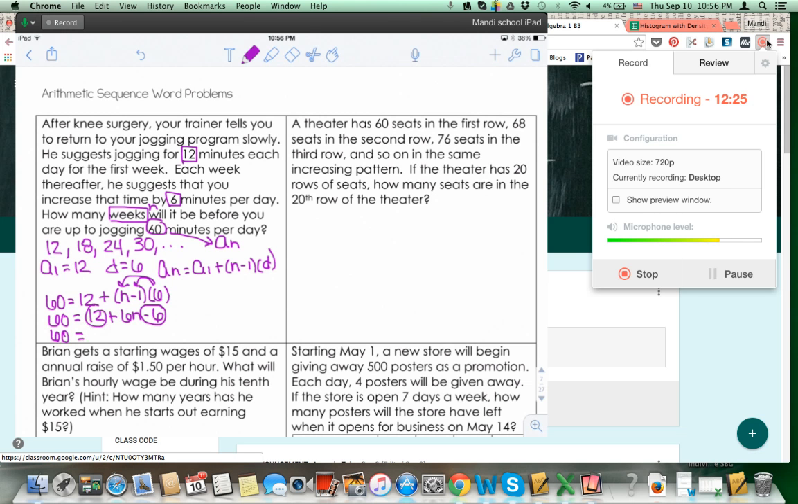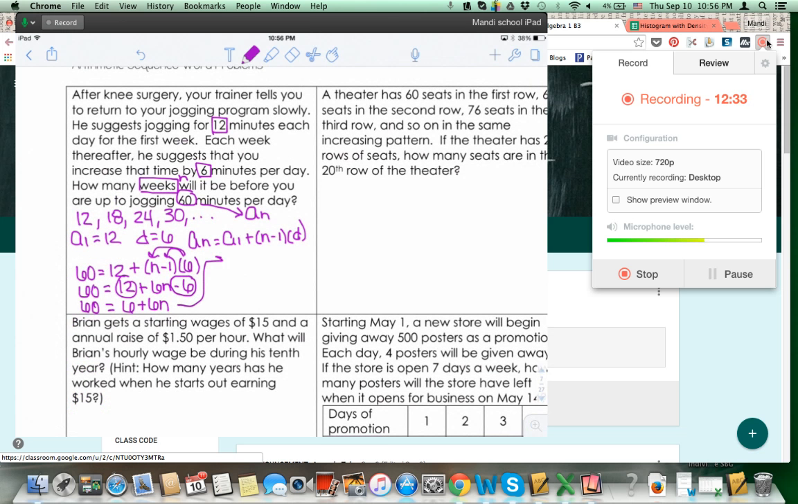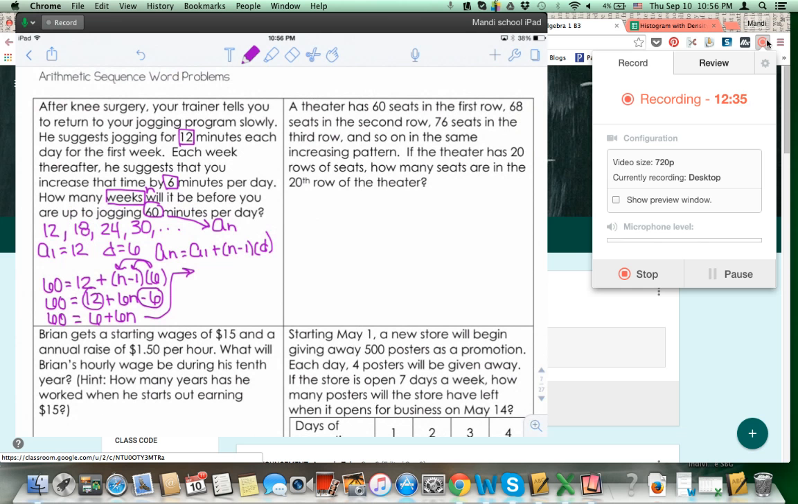60 equals 12 minus 6, which is 6, plus 6n. So I'm going to rewrite this over here. So 60 equals 6 plus 6n. Let's subtract 6 from both sides. So 54 equals 6n. Divide both sides by 6. And n equals 9 weeks. So you should be running 60 minutes per day at the end of 9 weeks.